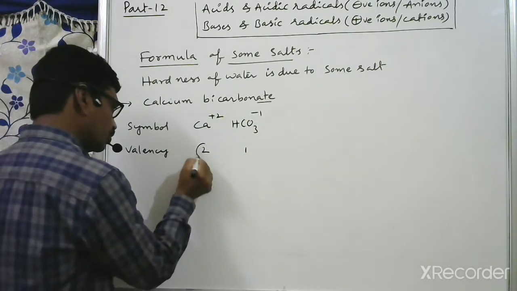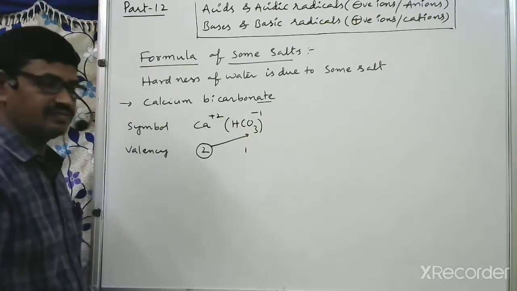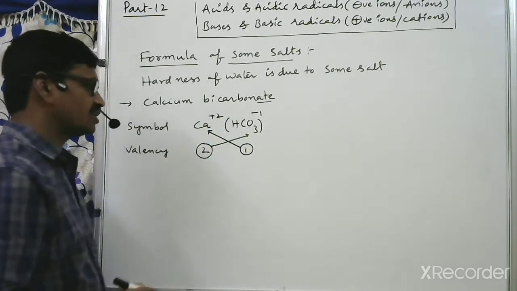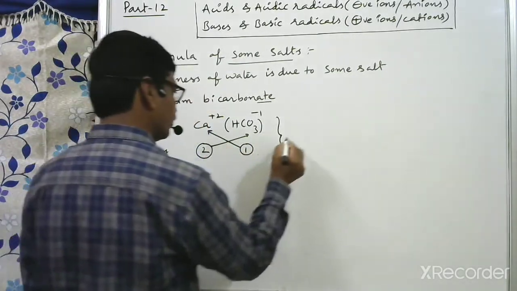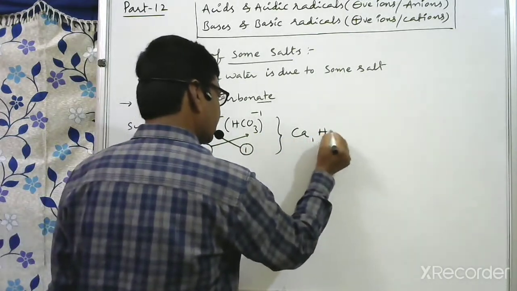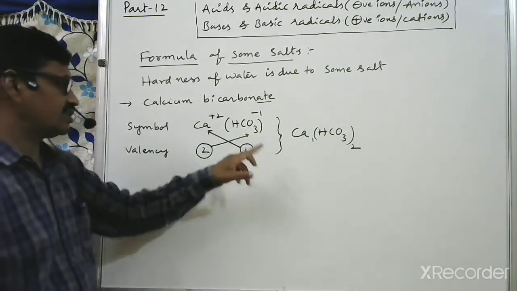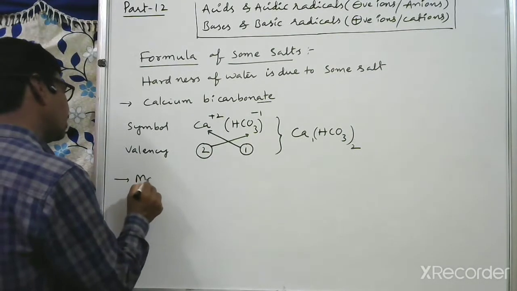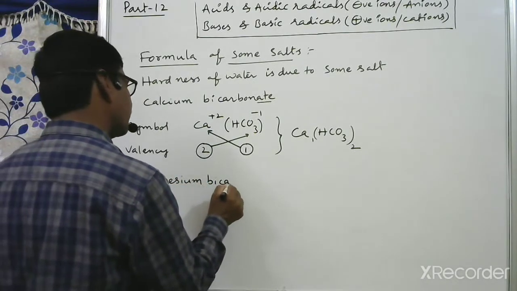So this 2 should be written at the bottom side of HCO3 in total, crisscross. This 1 valency should be written at the bottom side of calcium. So by crisscrossing, what can we get? Below calcium 1, and HCO3 taken twice. It is calcium bicarbonate. Similarly, magnesium bicarbonate.